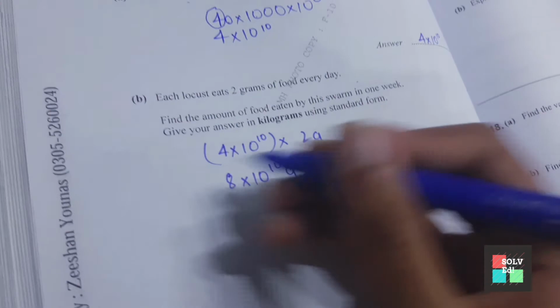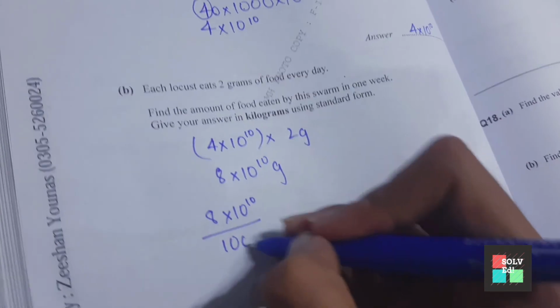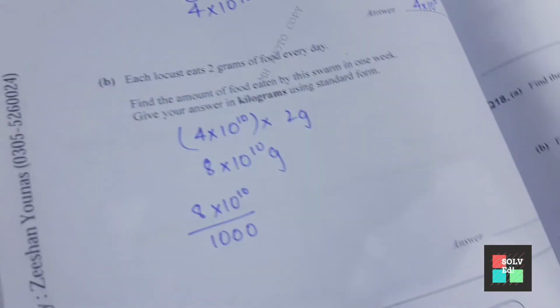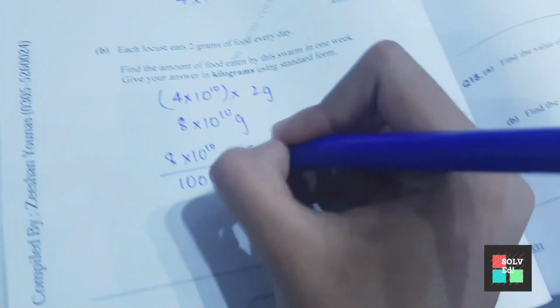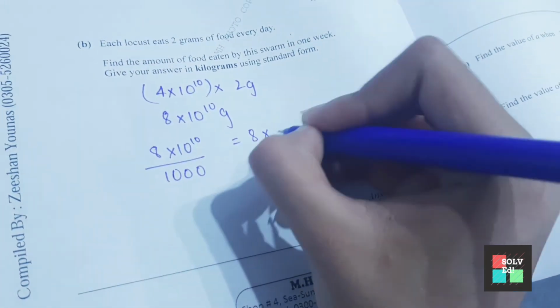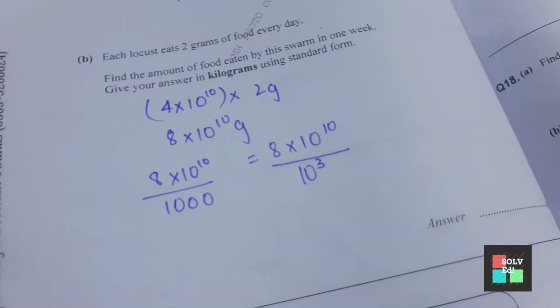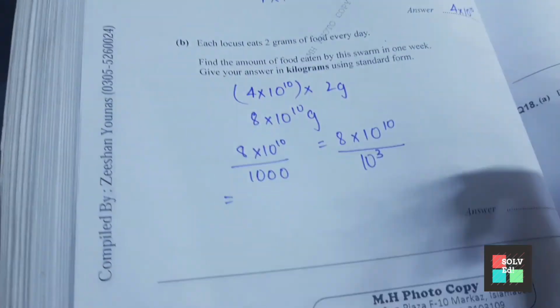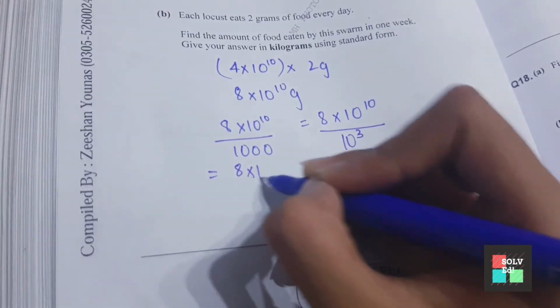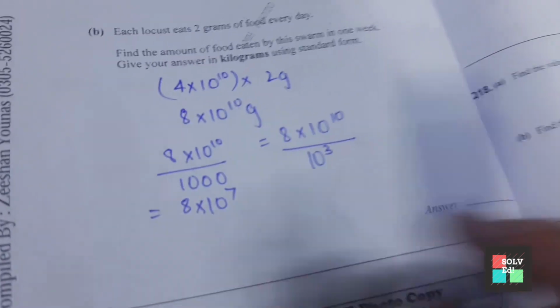Now this is in grams. To get kilograms, I'm just going to divide it by 1,000, because 1 kilogram contains 1,000 grams. That is going to be the same as 8 times 10 to the power of 10 over 10 to the power of 3. But assuming that you haven't done rules of indices, you can just stick to this one. This is going to give you an answer of 8 times 10 to the power of 7. You can use your calculator, but if it's paper 1, you'll have to do it manually.